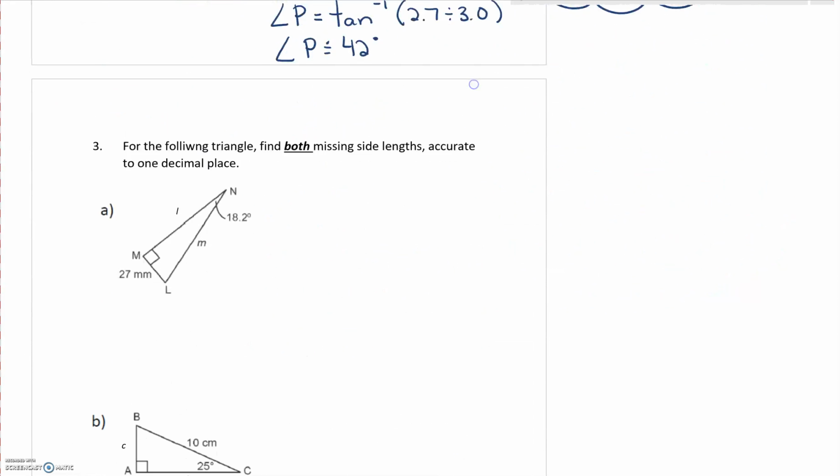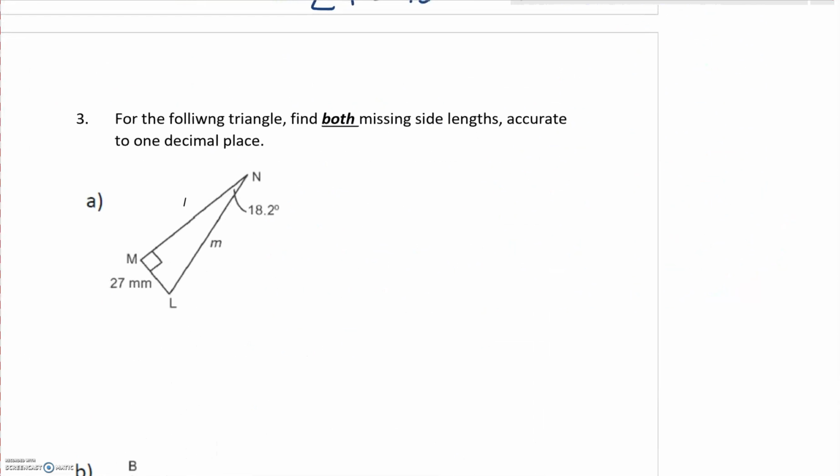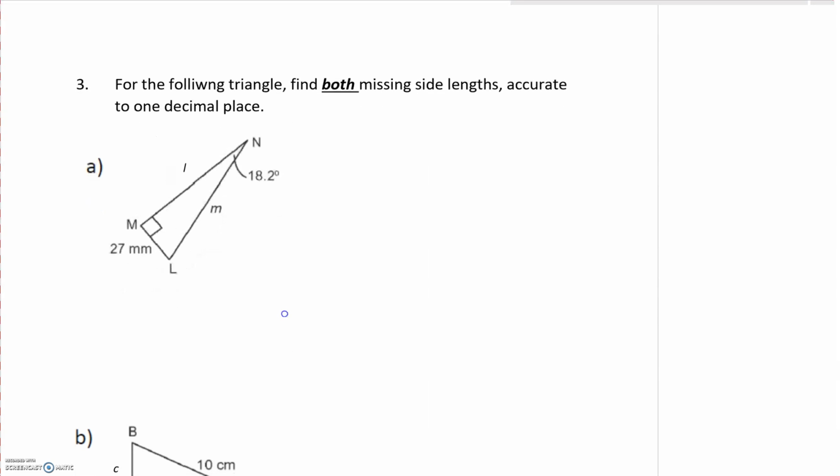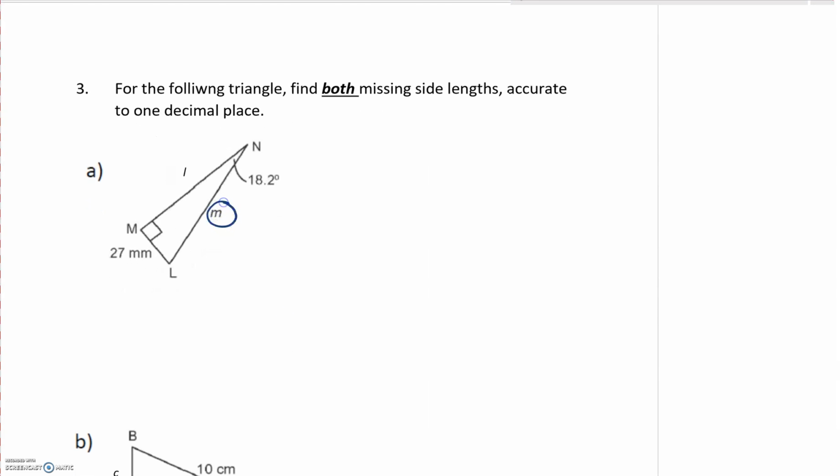For question 3, for the following triangle, you have to find both missing lengths this time. So it's not an angle, it's a length. And the missing length in this example would be side M, and the other one is side L. Now there's 2 ways to do this. You can pick whichever side you want to start with, but because there's only one side given, you cannot do Pythagorean theorem. So we have to use SOHCAHTOA, and I'm just going to rewrite it up here so we have it in order to find the side.